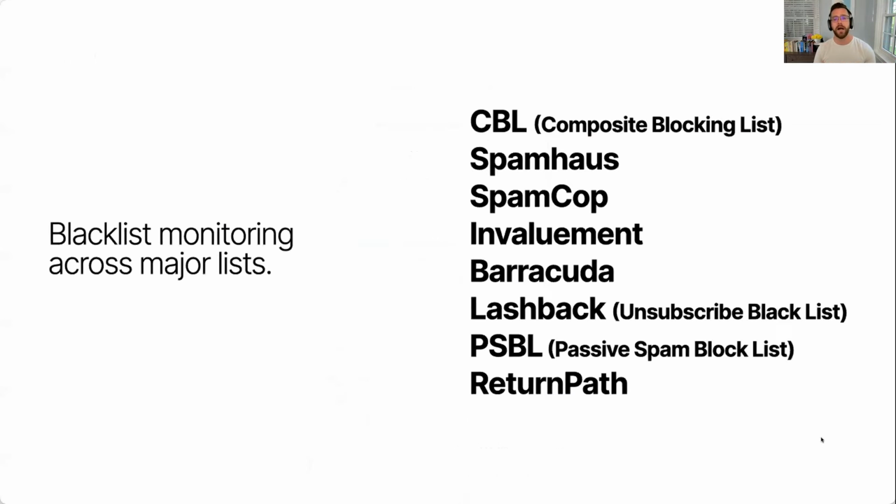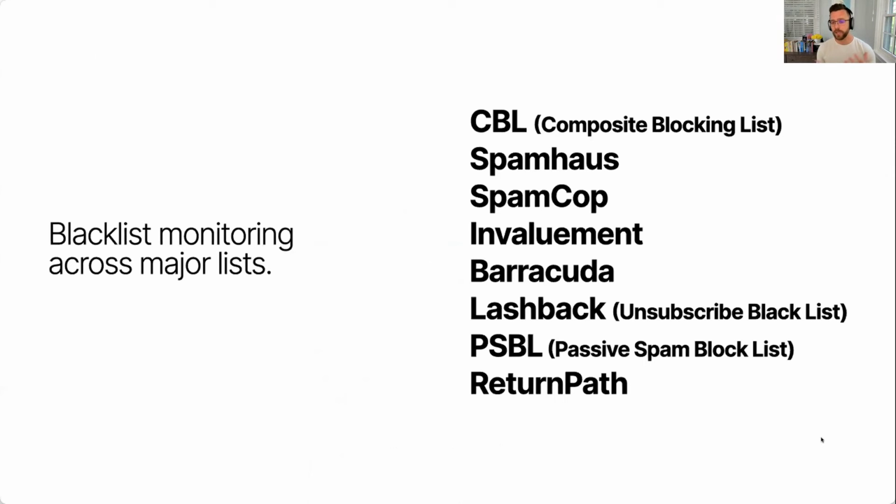So that is one particular part of authentication and deliverability we're going to look at. The next thing that I would recommend is just make sure you're monitoring yourselves on blacklists. The top 8 blacklists are essentially detailed on this slide. You've got CBL, the composite blocking list, Spamhaus, Spamcop, Invaluement, Barracuda, Lashback or the unsubscribe blacklist, and PSBL, the passive spam blacklist, and Return Path. These are the 8 majors.